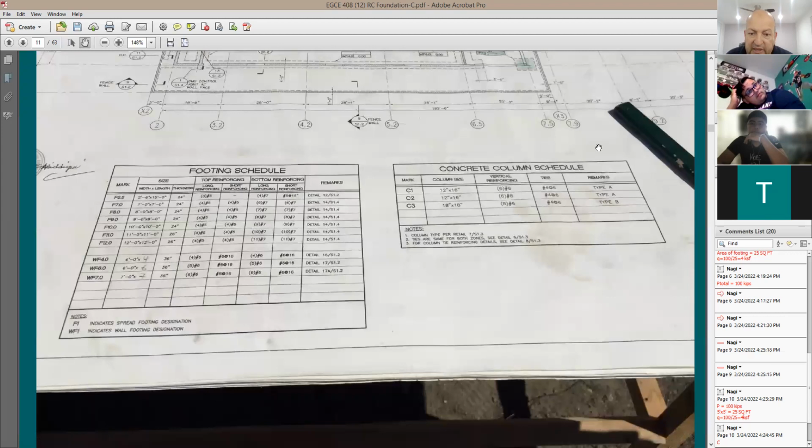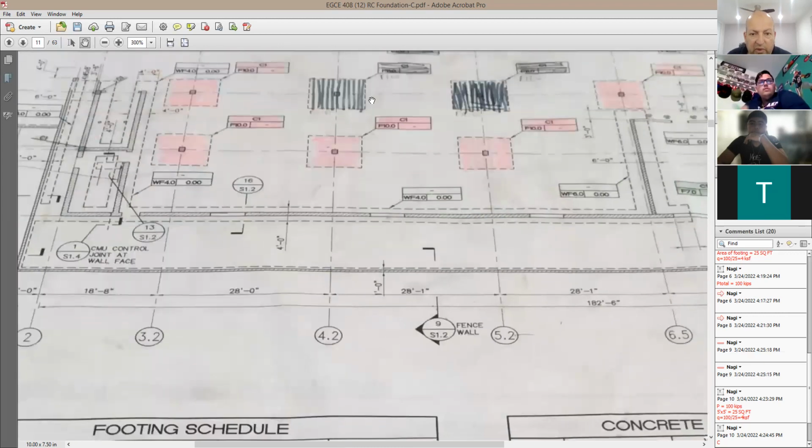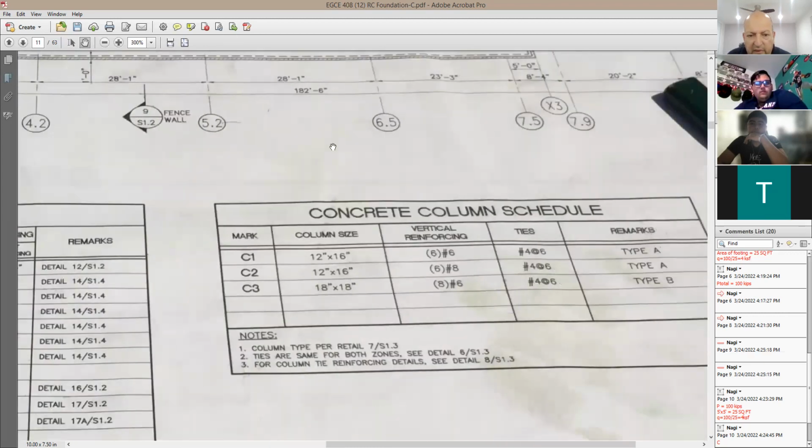When it comes to the column size, look at this. It says here column 1, right? Here's column 1. Column 1 is going to be what? 12 by 16. And here's the reinforcing, number 6. And look at the ties. Number 4 at 6 inch on center, right? So now you have seen an actual drawing for some foundation.